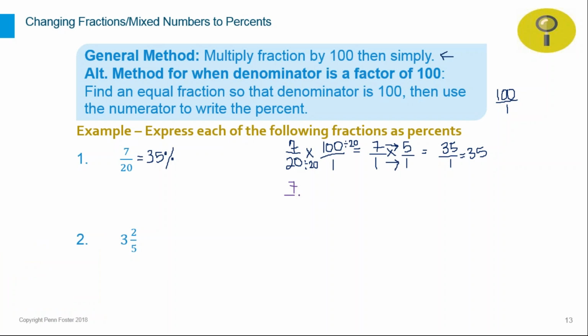We have 7 over 20. Now, isn't that going to be easier if that 20 was 100? If that 20 was switched to 100 somehow, we can just use the numerator and put the percent sign after it, and that's it. So what I'm trying to do is look at the 20, and I realize that 20 is a factor of 100. Meaning that 20 times a whole number will give me 100. That makes 20 a factor of 100.